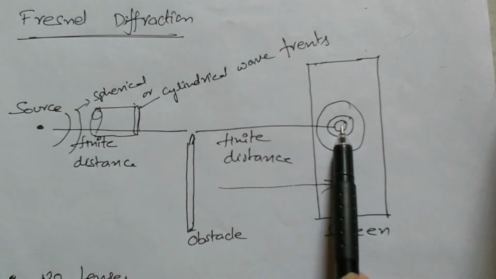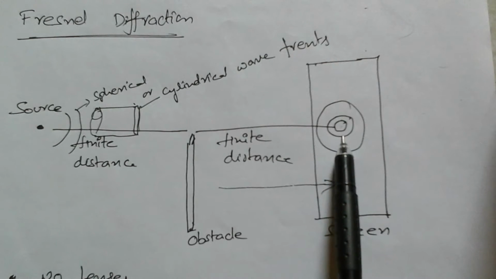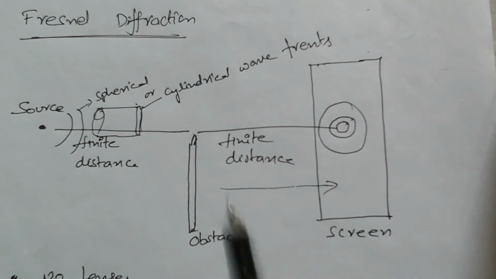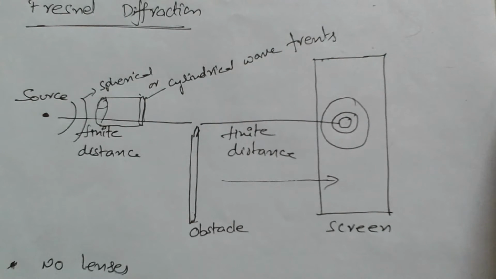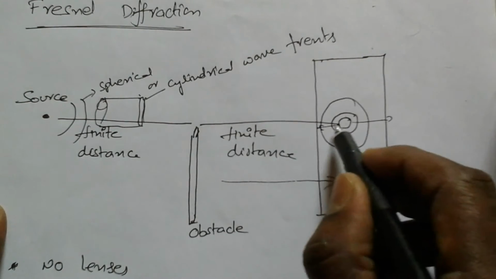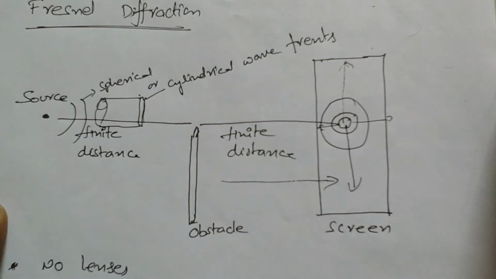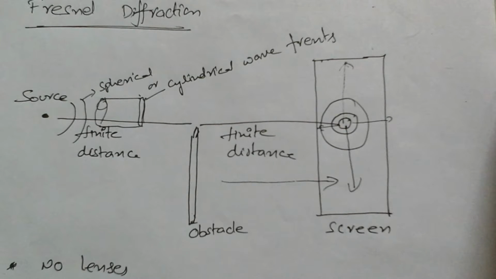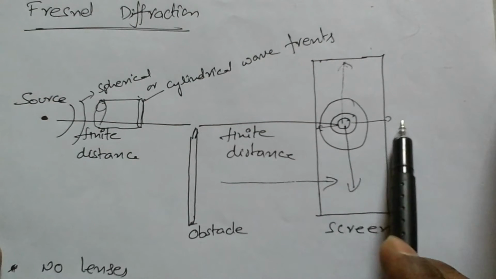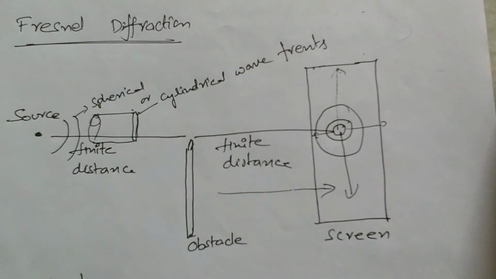In the diffraction pattern, the central will be bright, next dark, next bright, next dark, next bright, next dark. Like this it happens alternately. When you go to the right side or left side, top or down, on any side, the bright fringe intensity decreases. It decreases as you go left, right, top and down.